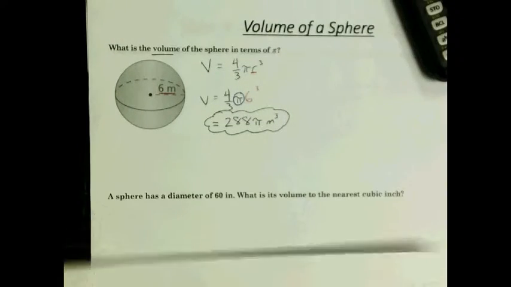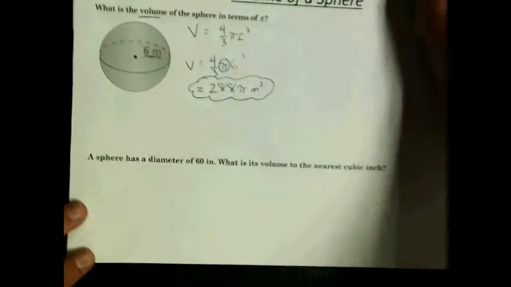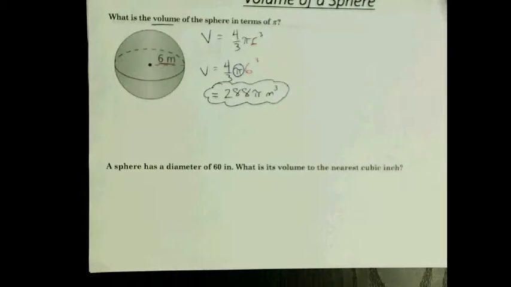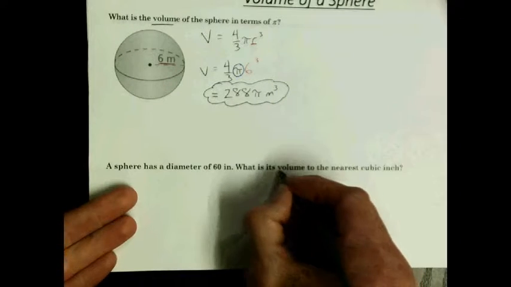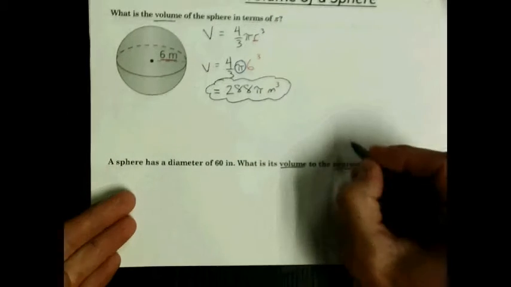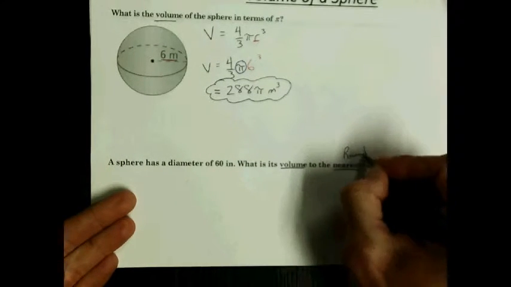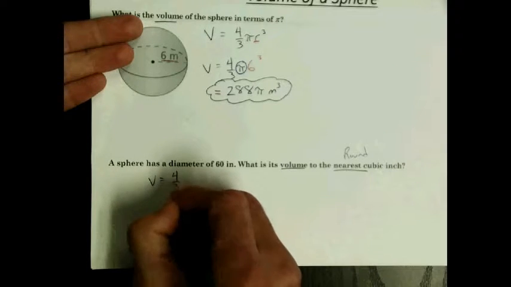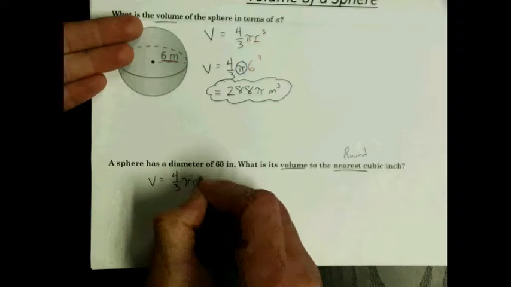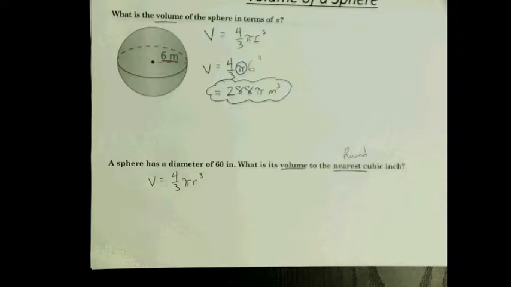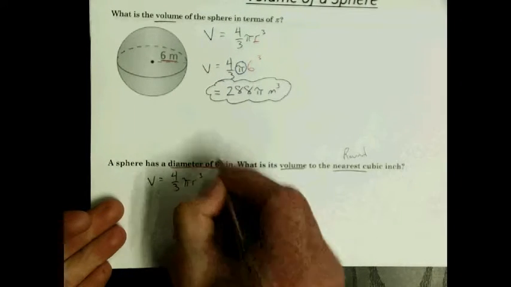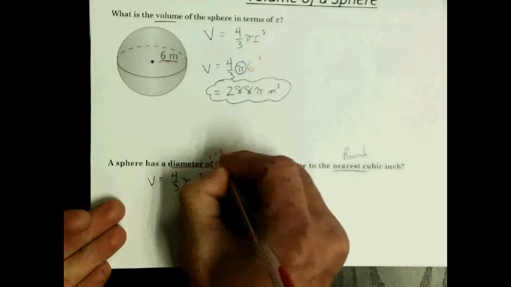Okay, next question. Here's the question. A sphere has a diameter of 60 inches. What's the volume to the nearest cubic inch? All right. So volume and nearest. Now we're going to round. So we know volume. Again, volume is 4/3 pi r cubed. All we need to know is what's the radius. If the diameter is 60, that means the radius is 30.